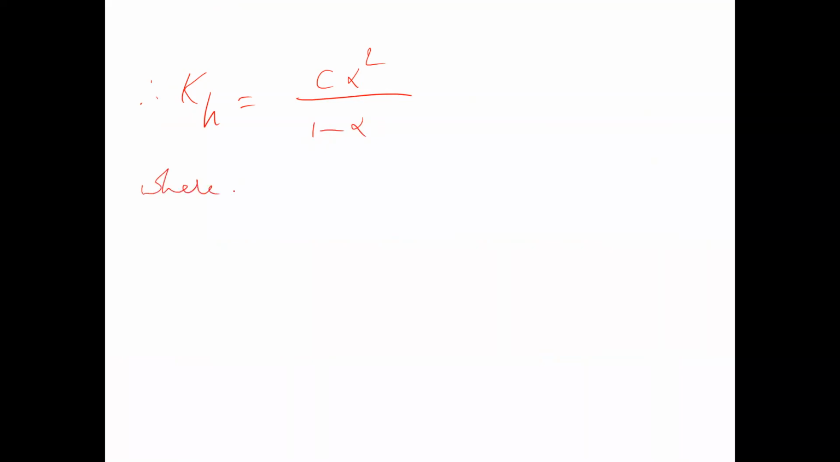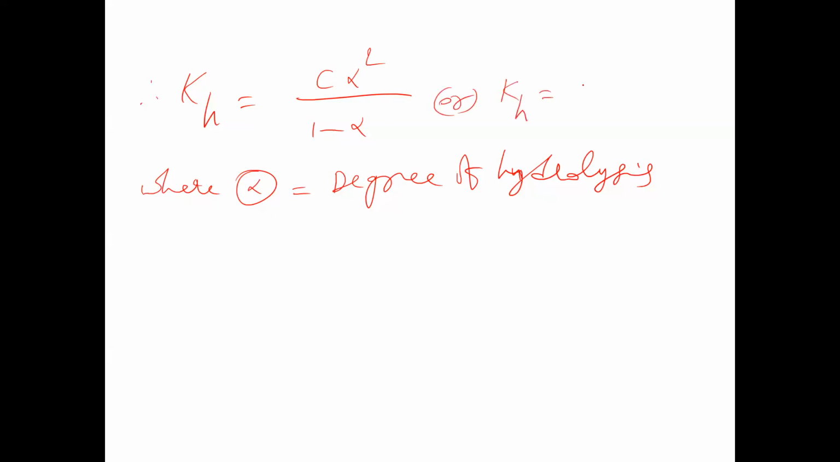Here alpha is the degree of hydrolysis. In some cases we also take alpha equal to H, so in terms of H, KH is equal to C into H square by 1 minus H. H is the degree of hydrolysis, C is the concentration of the salt, and KH is the hydrolysis constant.